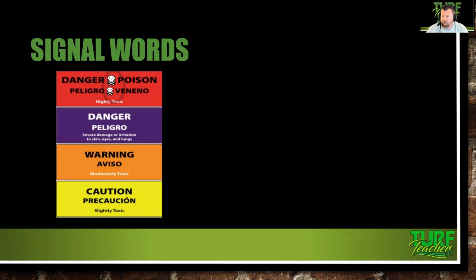And here are our signal words. We have a danger poison, and it'll always be written in Spanish as well. Peligro, veneno, and then danger, and then warning, and then caution.